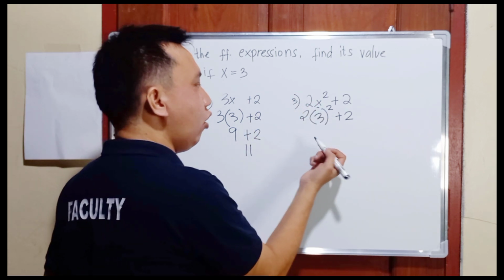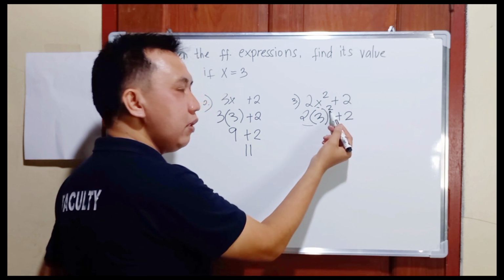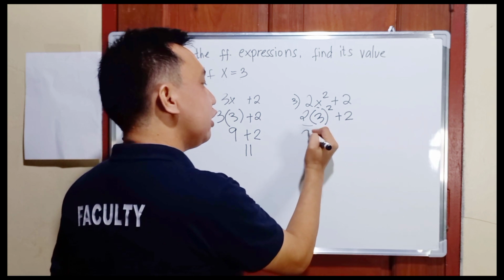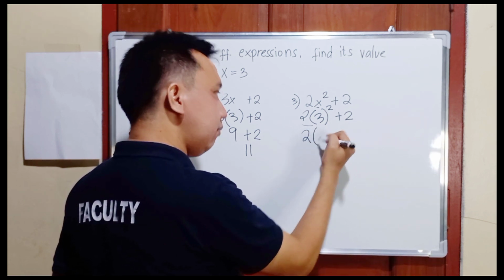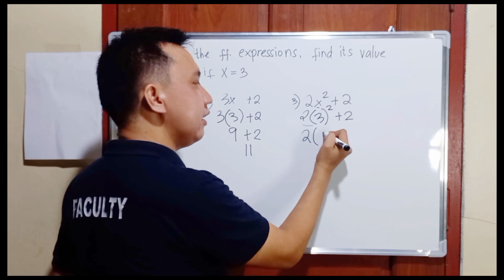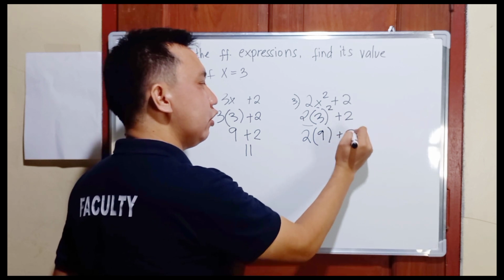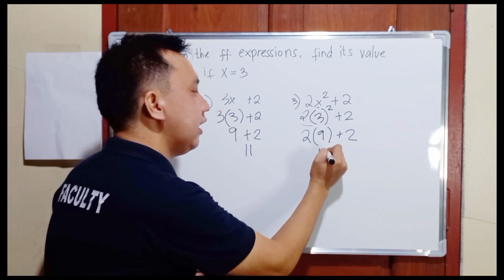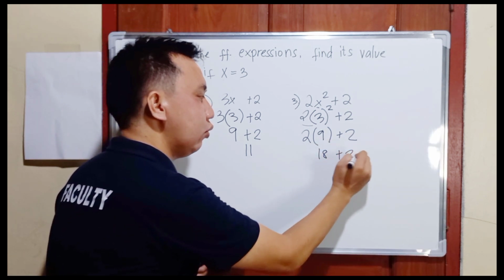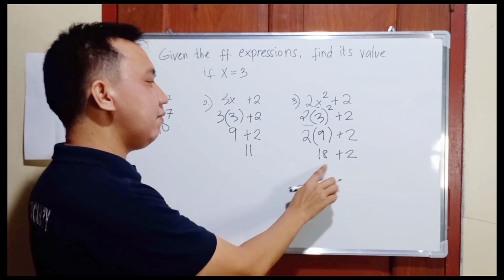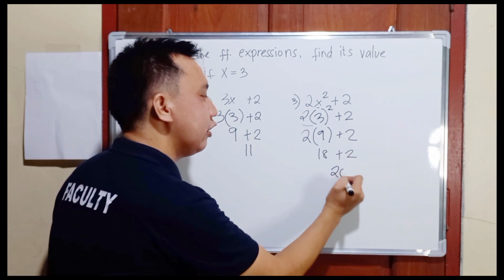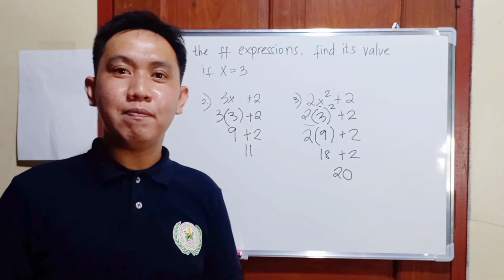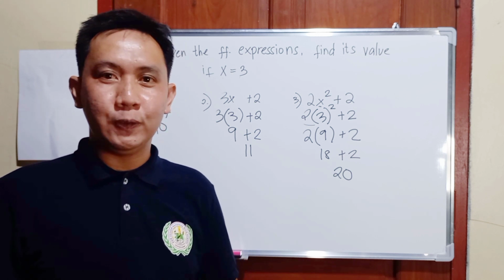So, simplify. Bago tayo mag-multiply, i-simplify muna natin ang 3 squared. So, that is 2 times 3 squared, that is 9 plus 2. Simplify again. 2 times 9, that is 18 plus 2. Simplify again. 18 plus 2, that is 20. Ganyan ang pag-solve ng expression. Ganyan din ang pag-solve ng function.